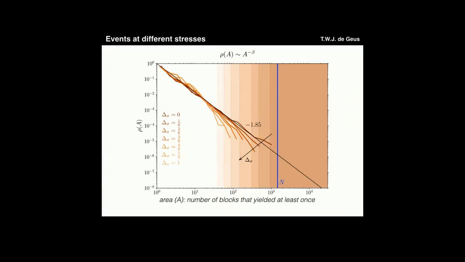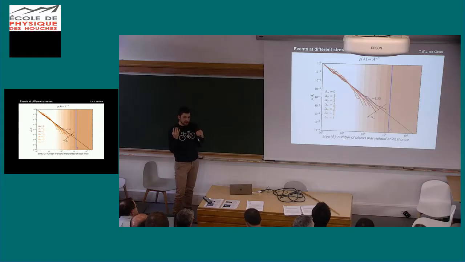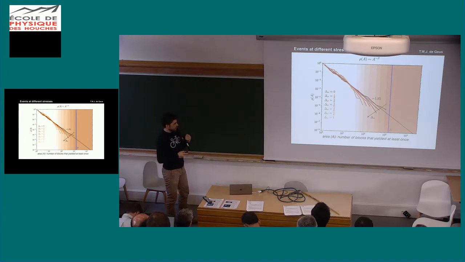So what I can do is I can measure the distribution of avalanche areas. Avalanche area here for me is the number of blocks that yielded at least once, so it's sort of the linear extension. And the colors in this diagram mean increasing stresses. The dark color here is delta sigma zero, the brighter color is delta sigma one, and so the stress increases this way.